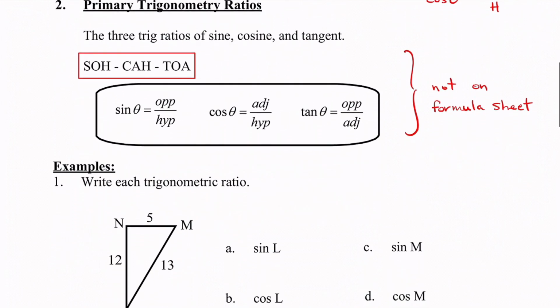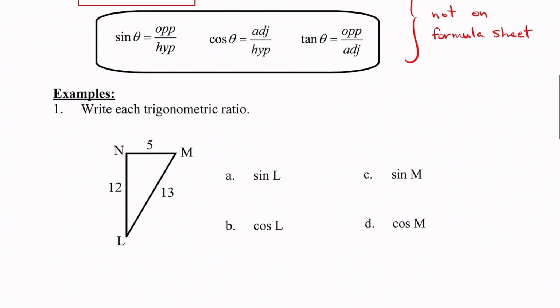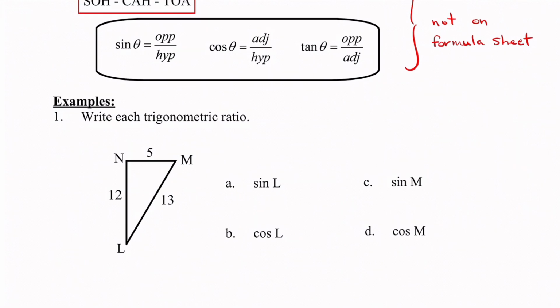Okay, so getting into our first examples here, it says write each trigonometric ratio. Okay, so the first one we got here is sine L. So we're going to be standing at the angle L. So I'm going to put my little guy standing at L, and then I'm going to label my sides according to that angle. Now the one side that's never going to change is across from this 90. This side here, that 13, it's always going to be the hypotenuse. Okay, but if we're standing at this angle at L, all the way to the other side, that's going to be the opposite side. And then this close side here, that is the adjacent side.